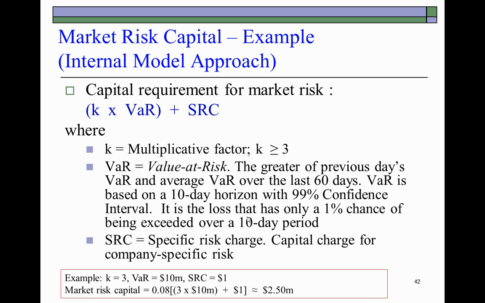Here's an example of how market risk capital can be calculated, and this is based on one of several models introduced out there. This is called the internal model approach, where you would multiply a multiplicative factor here, k, which is a number equal to 3 or larger, as I explained here, by the value at risk. Value at risk is the maximum amount of money that a financial institution can lose within a defined period of time, given a certain likelihood of it occurring.